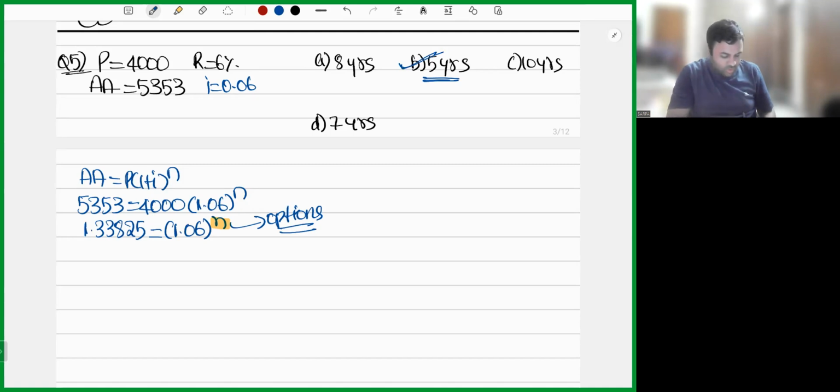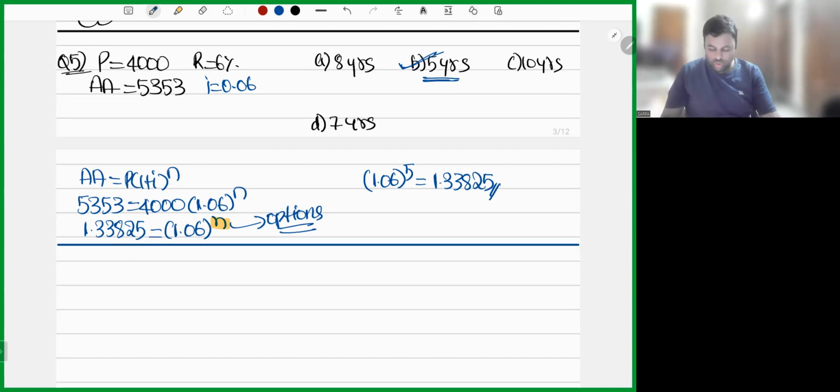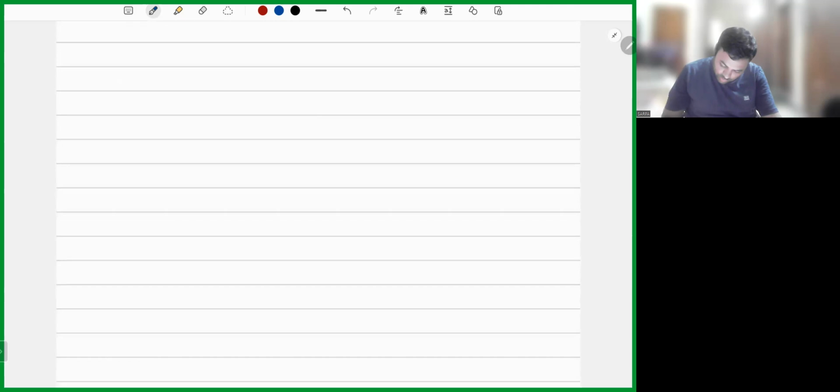If you want, you can check option A also. 1, 2, 3, 4, 5, 6, 7, 8. You will get 1.59. So by options, I can say 1.06 whole power 5 is equal to 1.33825. Simply by options, the last 1-2 decimals may change, but it's absolutely fine. There is no issue. Now let's go for the next one.